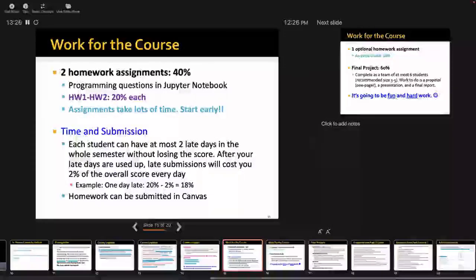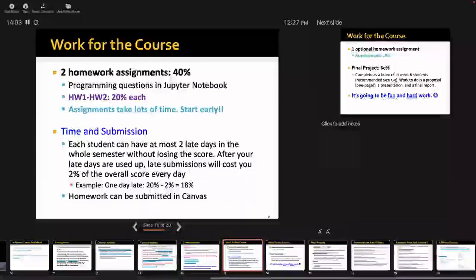And in terms of time and submission, each student has at most 2 late days in the whole semester without losing score. After your late days are used up, it's going to cost you 2% of the overall score every day. So for example, if you're 1 day late, after using up your late days, it's going to be 20% minus 2, which is going to be 80%. Okay. So the homework can be submitted in Canvas. You're going to see some slots for you to submit the homework after it's released.